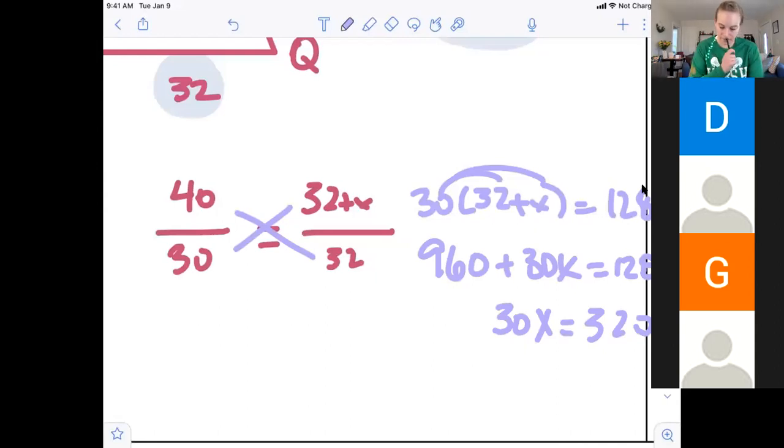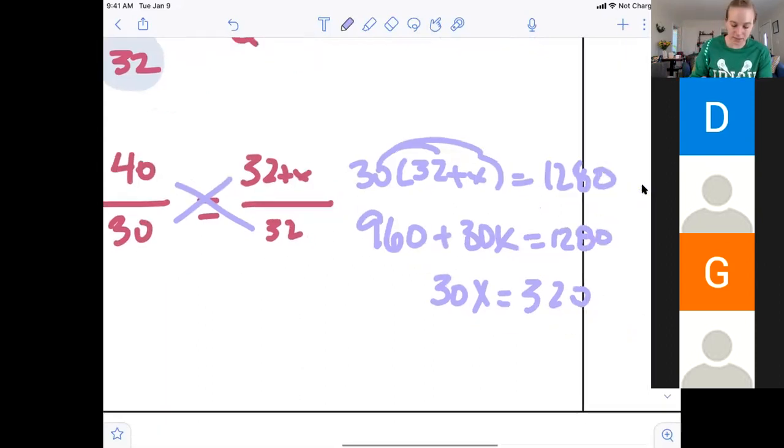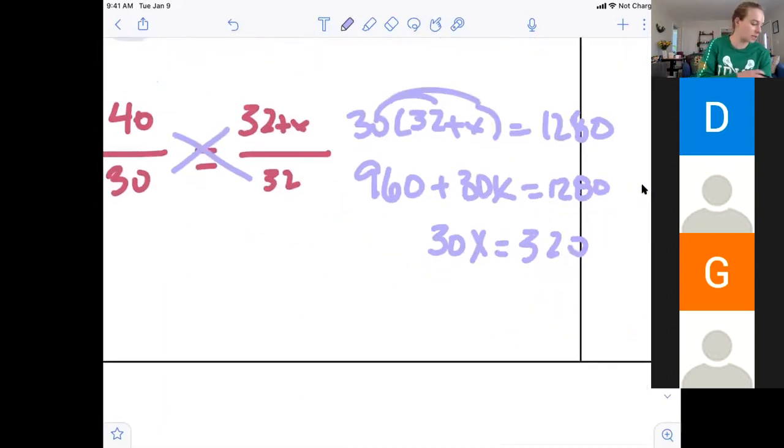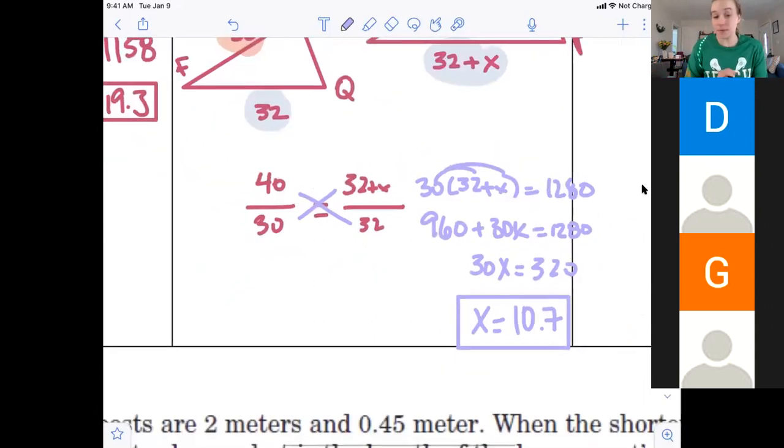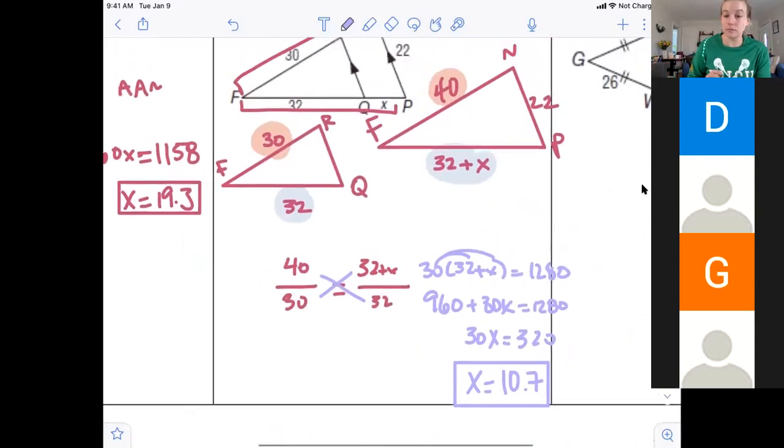Wait, did I do something wrong? Oh no, I think I did something wrong last class, so that's not what I got last class. All right, 320 divided by 30 is going to be a decimal. You can make it a fraction if you want, but it's about 10.7. That's what my key says, but that is not what I told you last class. I hope you watch this. I think we just made a simple algebra mistake last time.